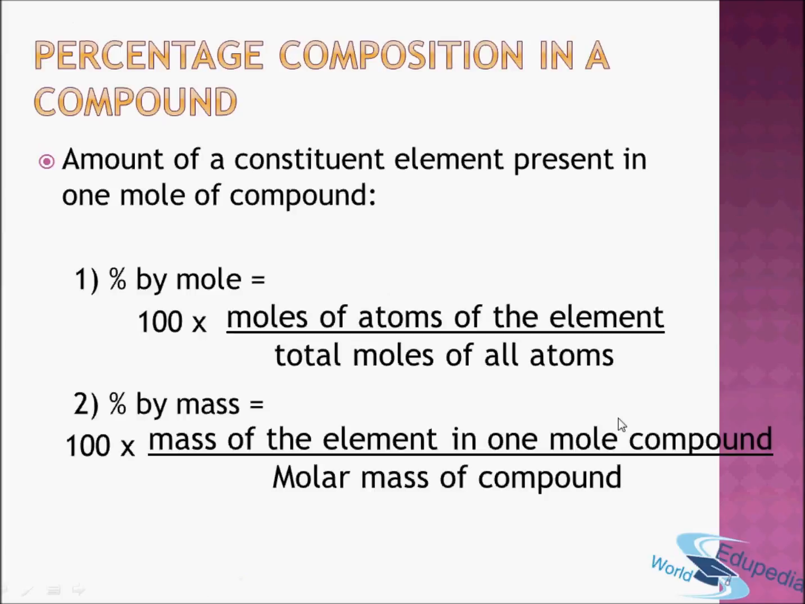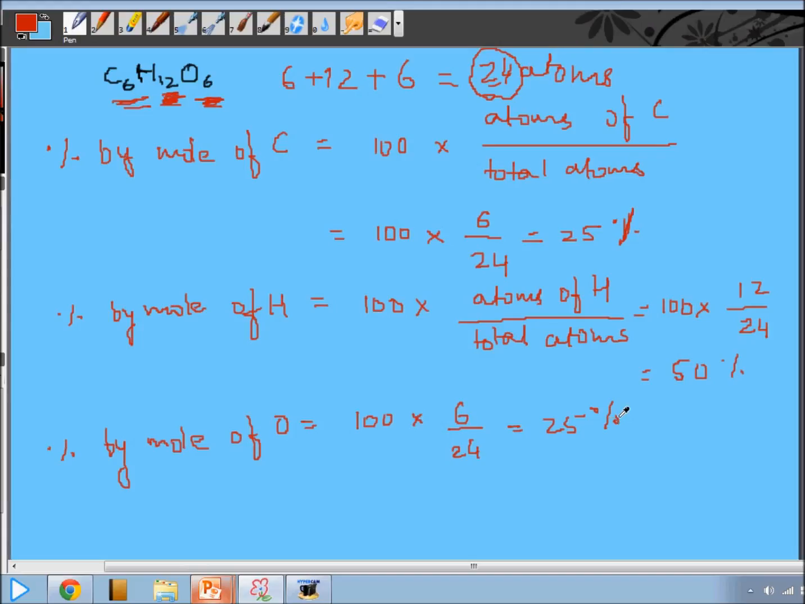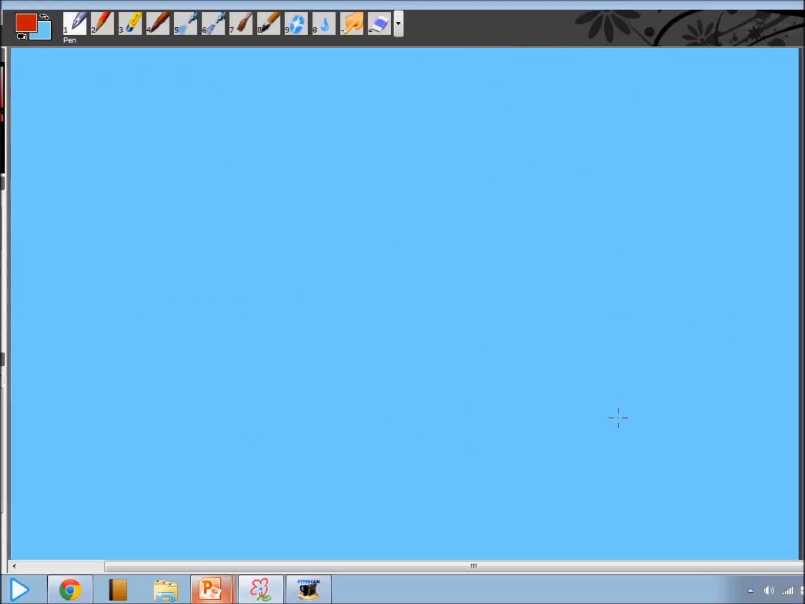Okay, next part is percentage by mass. Let's take the same compound so things will be a bit more clear. Let's take the same compound, that is glucose, C6H12O6. Now I have to calculate mass composition of glucose. So first I identify the constituent elements, that is carbon, hydrogen and oxygen. Second, I calculate their mass percentages in this compound.